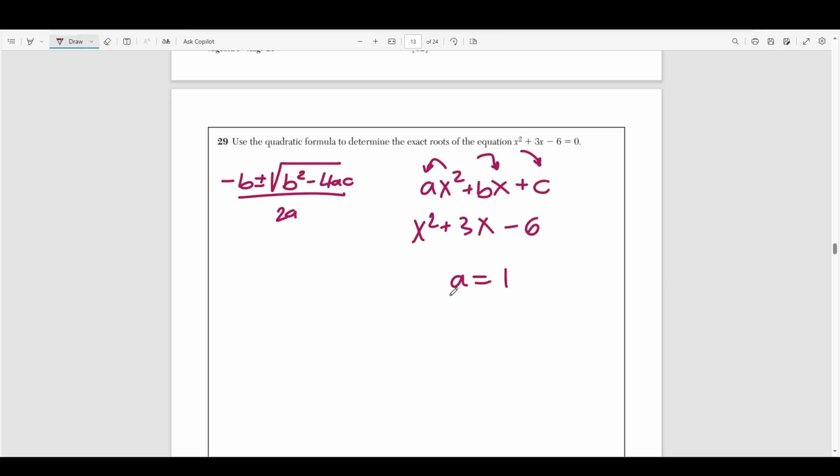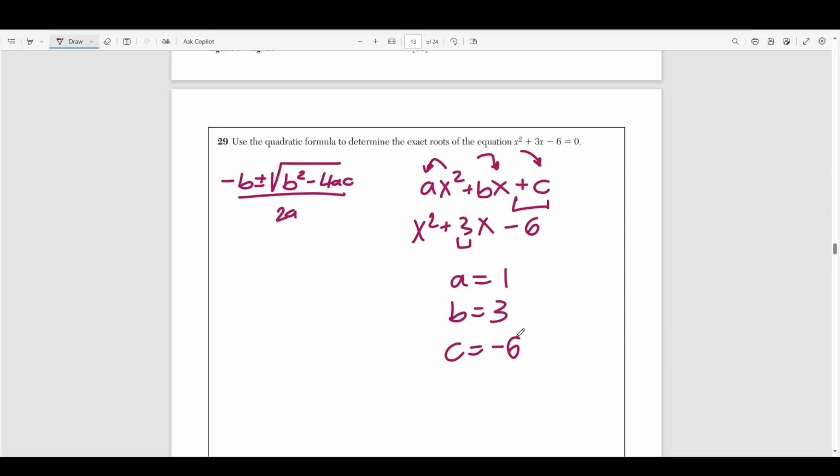Our b is going to be the number in front of the x that's not being squared, which in this case is 3. And our c isn't 6, it's actually negative 6, right? Our c is whatever's left at the end, which is going to be negative 6. So now all I need to do is plug these values into this equation right here.